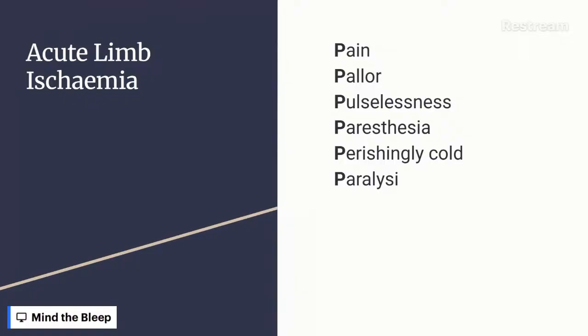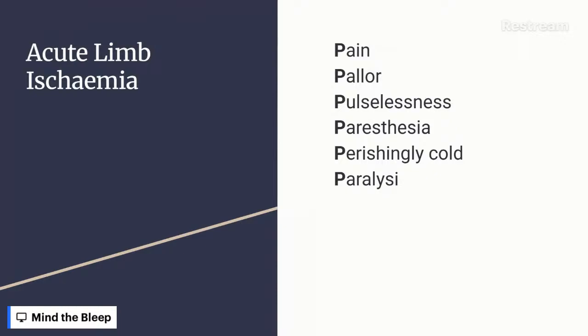Pallor, so the limb being very pale. Pulselessness. Paresthesia, so any sensation changes. Perishingly cold, and paralysis, so an impairment of motor function. The 6 Ps are very much at the end of the line, and at that point, the patient's limb is very much in trouble if you're seeing all of these signs. So don't think that just because they're not all there, that it's not acute limb ischemia, because the patients that you really want to catch are the ones that are early.